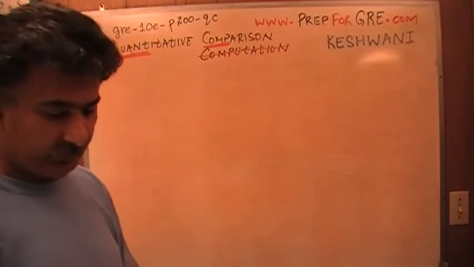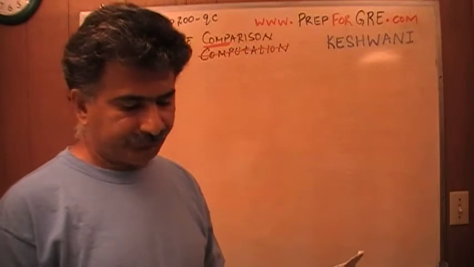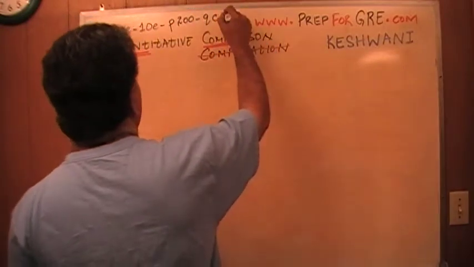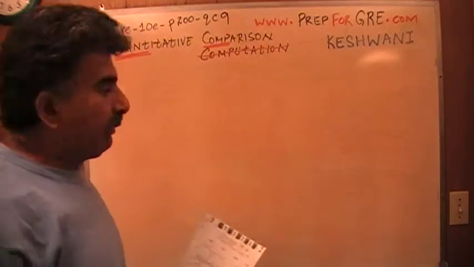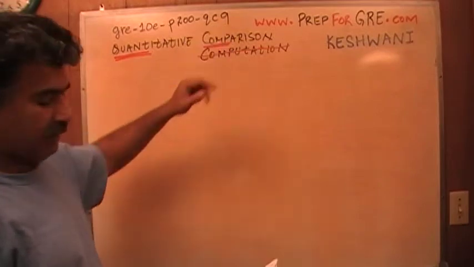Anyway, I'm done with the sermon. Just say amen and let's do the problem. Question number 9 is what I'm doing. This problem that I'm about to solve appears on page number 200. Quantitative comparison question number 9. Let's take a look at it.